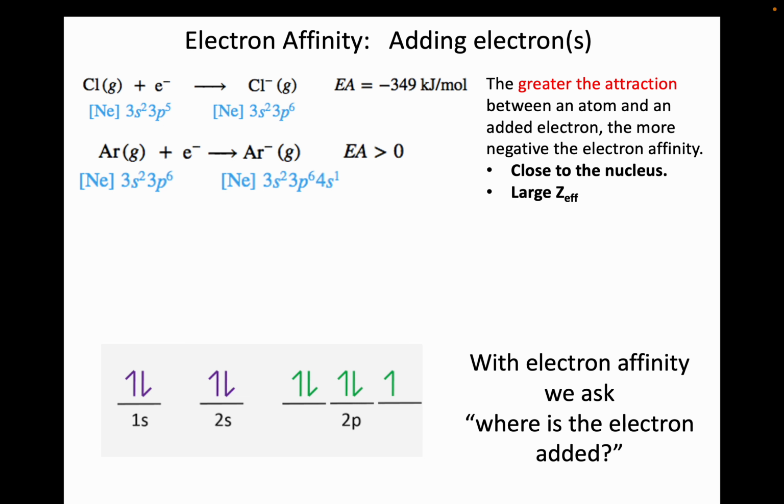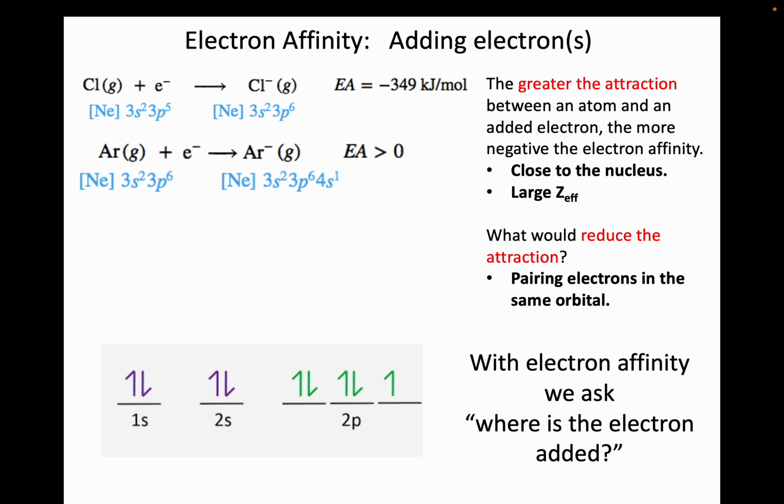So what leads to a more favorable electron affinity? The electron that is being added, I'd like it to be close to the nucleus and to experience a large effective nuclear charge. What would reduce the attraction and make it unfavorable? Well, we could look at the opposites of these. Instead of being close to the nucleus, it could be far. Instead of a large effective nuclear charge, it could be small. It's also unfavorable to pair electrons in the same orbital where I already have electrons.